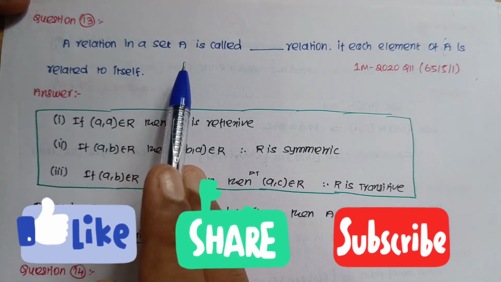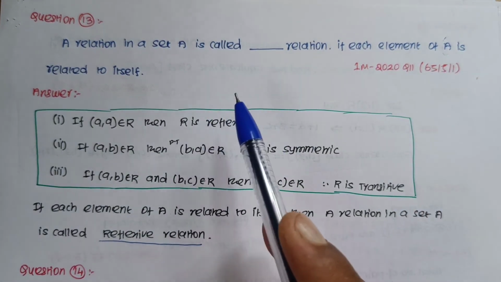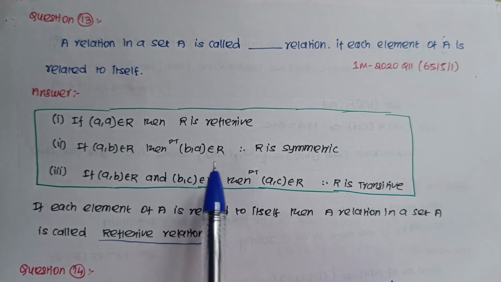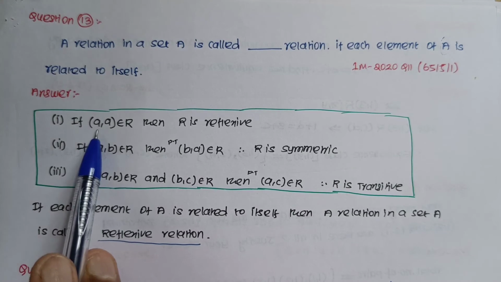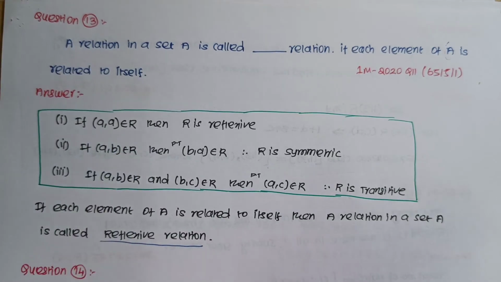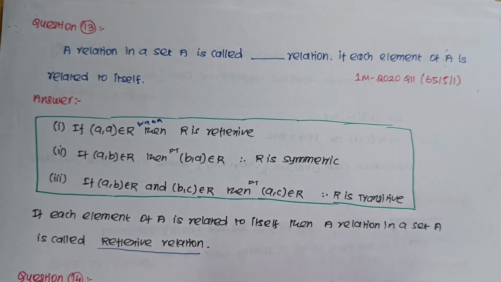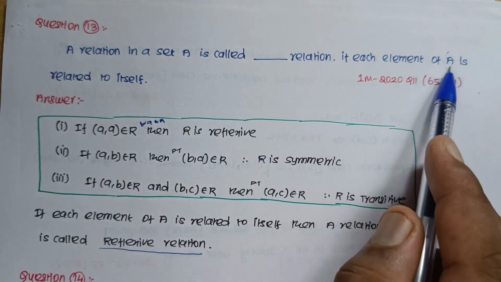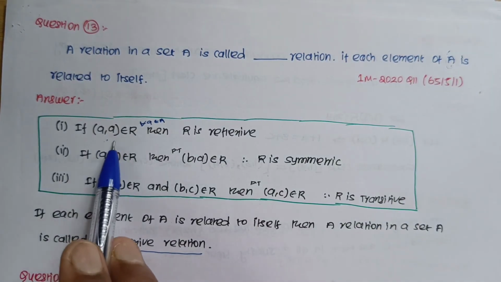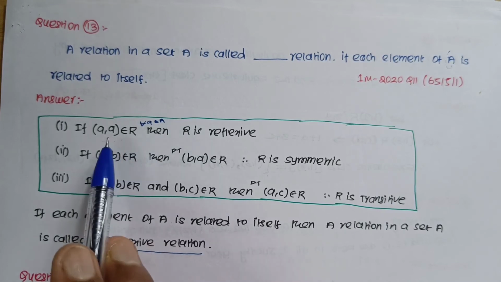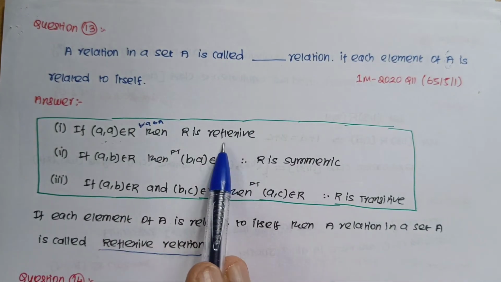Question number 13. A relation on set A is called dash relation if each element of A is related to itself. So if you know the definition of equivalence relations, it is nothing but reflexive relation, because A comma A belongs to R for all small a belongs to set A. That is what is given: each element of A. So capital A has elements (a, a), like if A is 1, 2, 3 then 1 comma 1, 2 comma 2, 3 comma 3. We can write like that, right? So if each element of A is related to itself, then it is a reflexive relation.